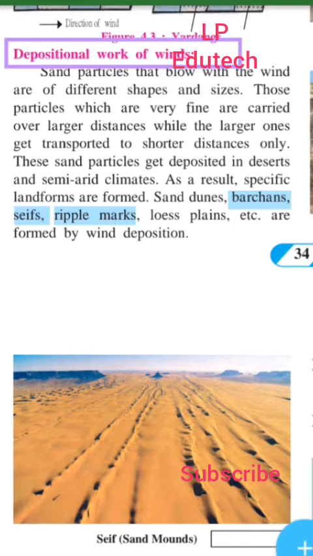So these sand particles get deposited in deserts and semi-arid climates. As a result, specific landforms are formed. Now what are those landforms? Let us see: sand dunes, barkans, seifs, ripple marks, loess plains, etc. These are formed by wind deposition. Have a look.